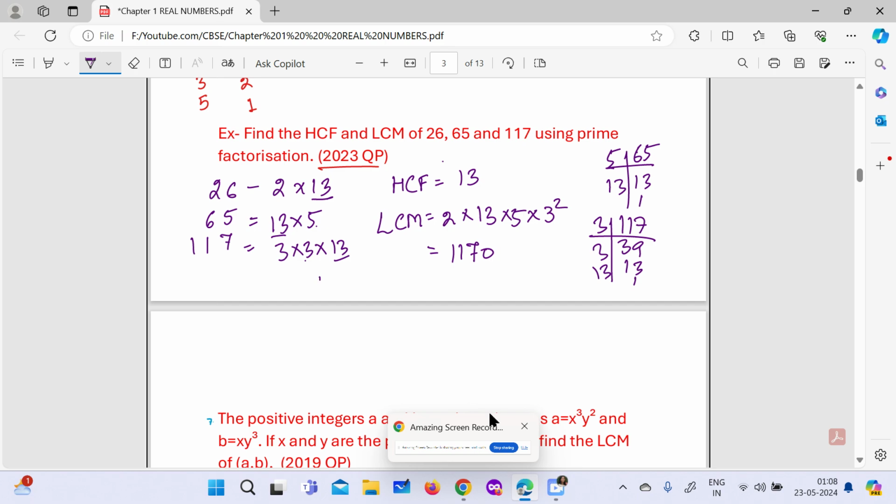So I hope this is clear. HCF is 13 and LCM is 1170. I hope this is clear to everyone. There should be no doubt in this question.